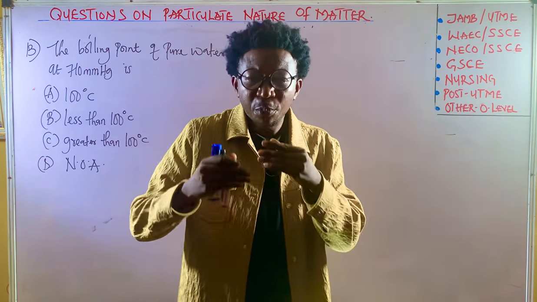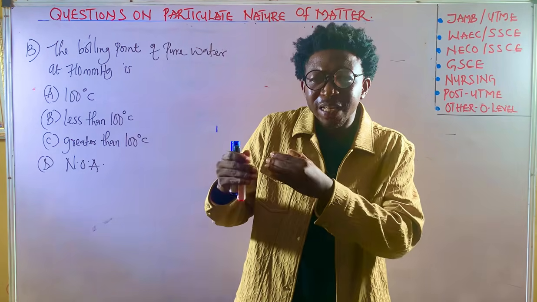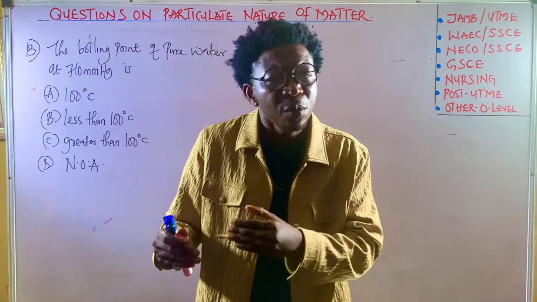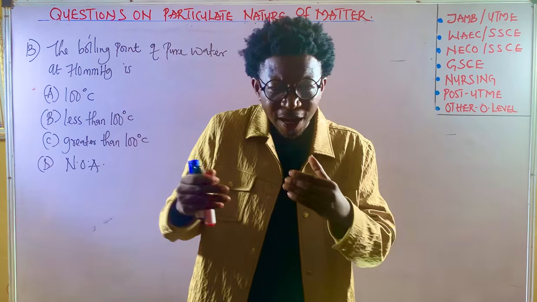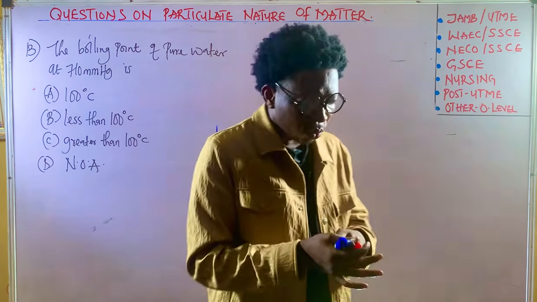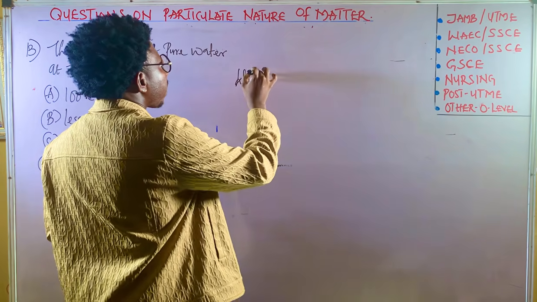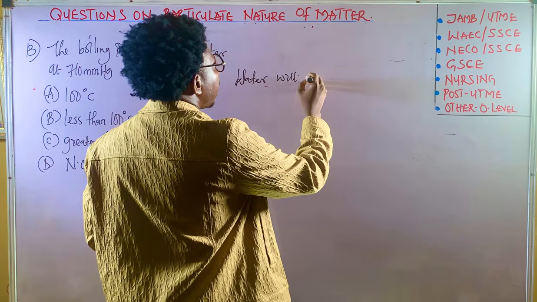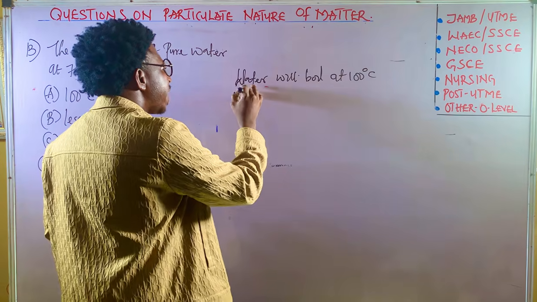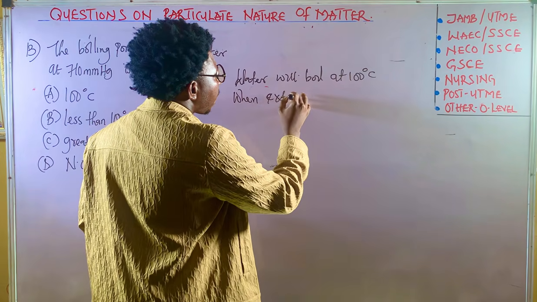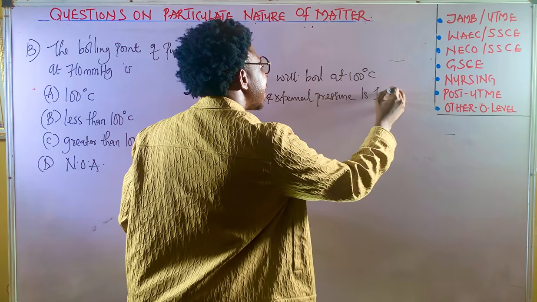At 1 atm, the boiling point of water is 100 degrees Celsius. If the external pressure is lower than 1 atm, the boiling point of pure water will reduce. So the higher the external pressure, the higher the boiling point of pure water. So like I said, water will boil at 100 degrees Celsius when external pressure is 1 atm.